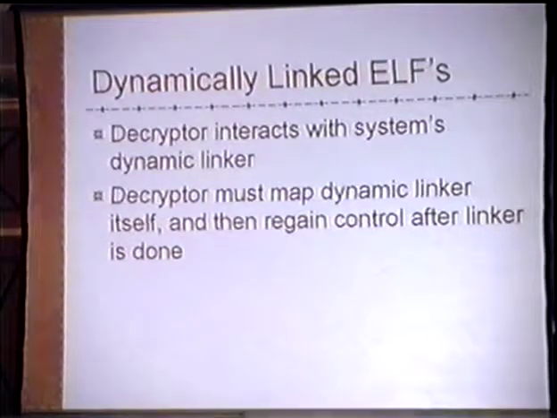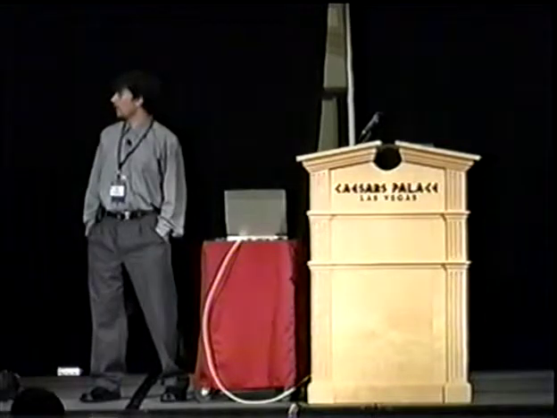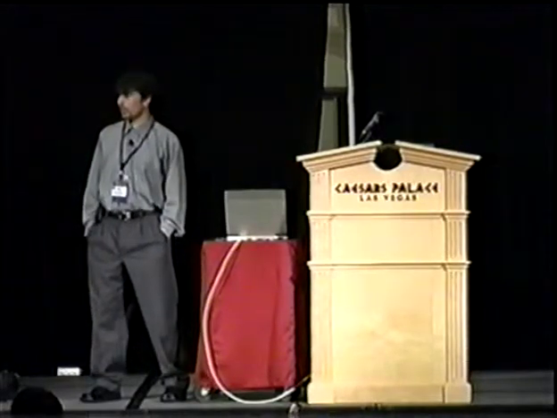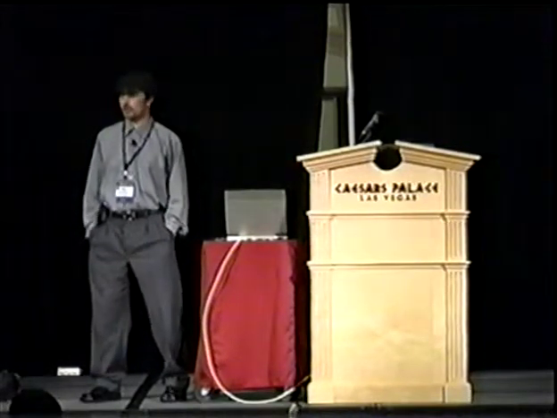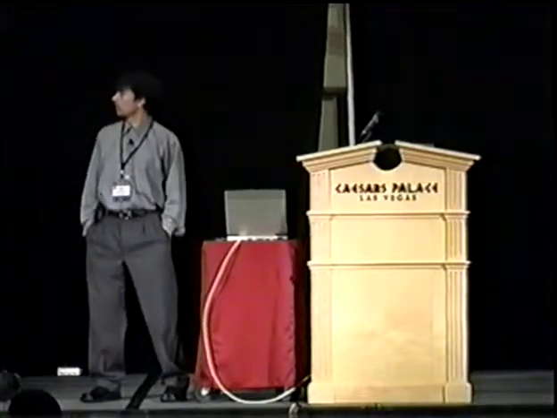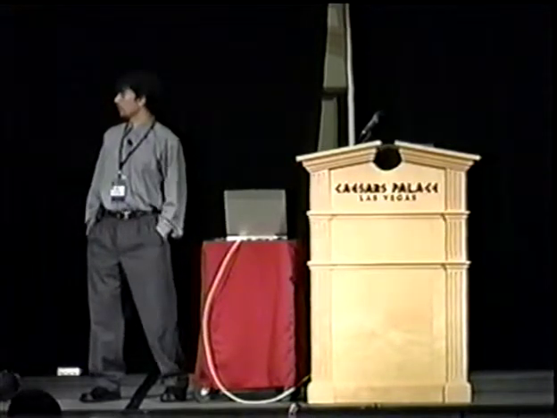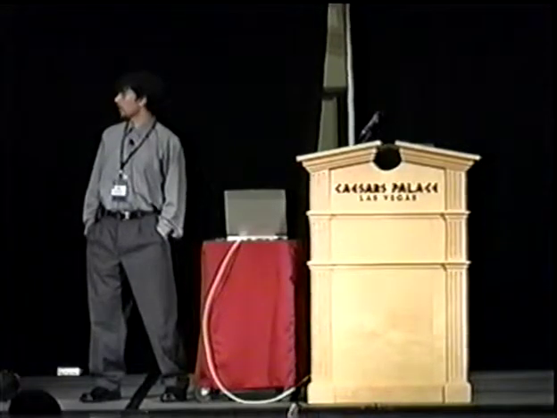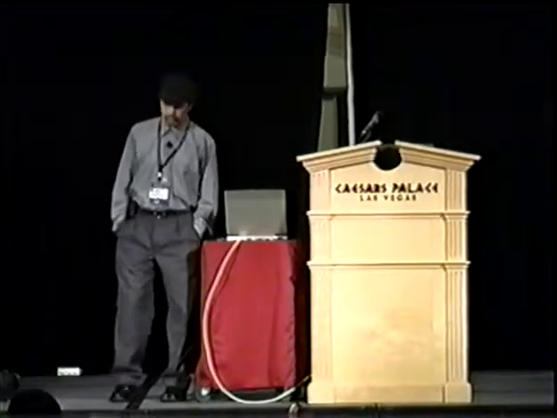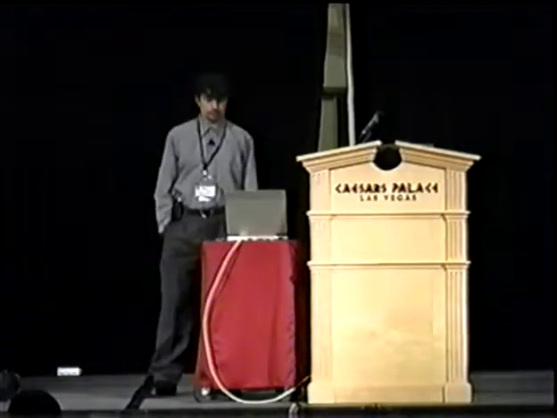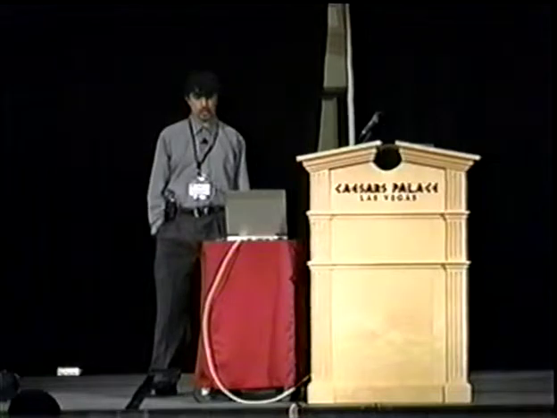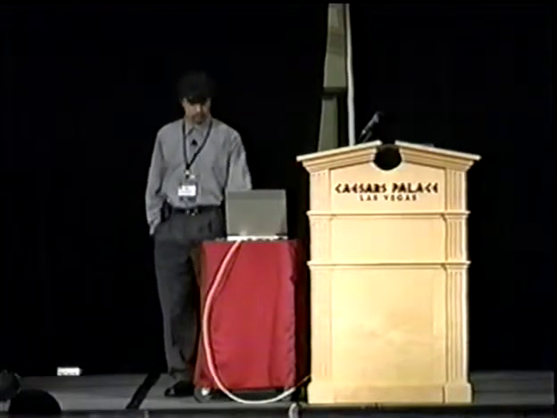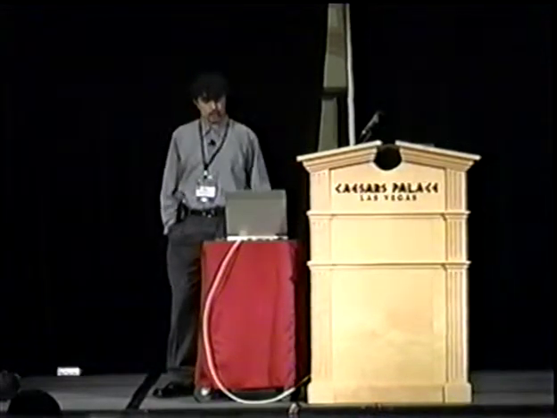So the decryptor itself has to map in the system's dynamic linker, and it passes off control to the dynamic linker. The dynamic linker goes ahead and does all the horrible mess that is resolving all those symbols. And Shiva has to regain control again after the linker is done. That's done by setting a certain member of a structure which you pass to the dynamic linker to one of the Shiva routines, which does that.